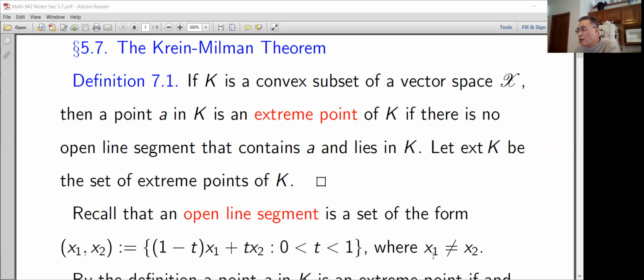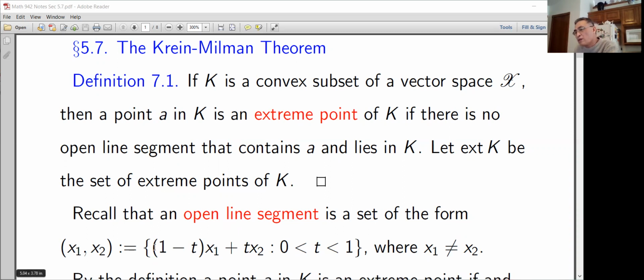So that's why it is an open line segment. In the definition of open line segment, x1 is not equal to x2. If x1 equals x2, then this is just one point for any t, so that is not open. So we exclude that situation.